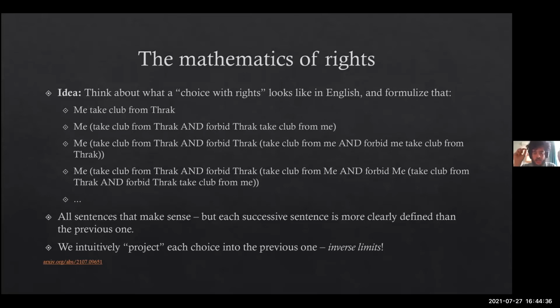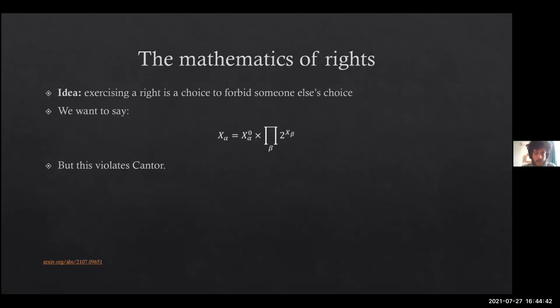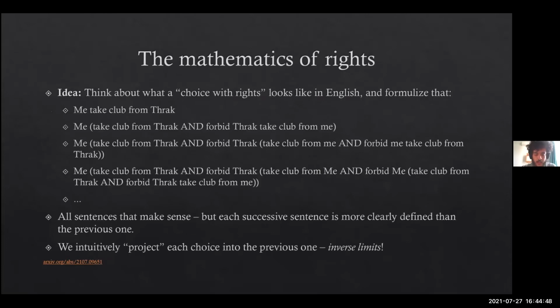We think about what kind of choices should be contained in the construction that we want, which would be represented by the pseudo definition that I put up here. We think about what such choices look like in English and formalize them mathematically. So, for example, I take an item from another person. Me take club from Trak. That's an example of a basic choice, a choice in X0. But that doesn't specify what kind of right I exercise. The full description of the action I make also includes details about what actions of Trak that I forbid.